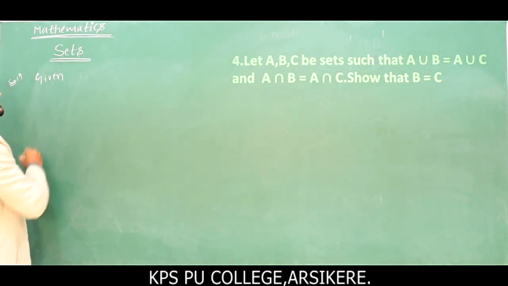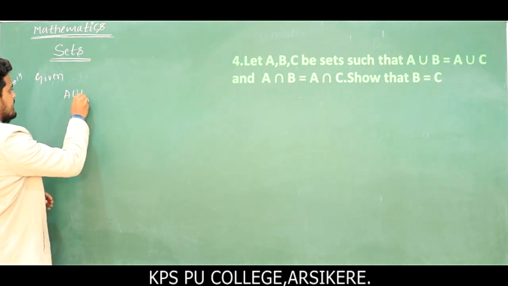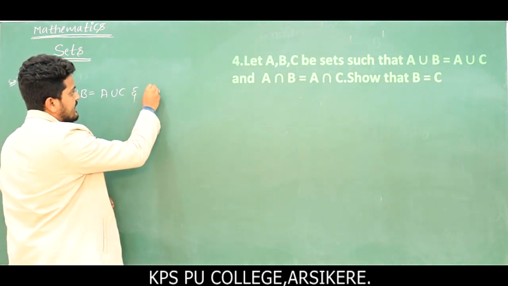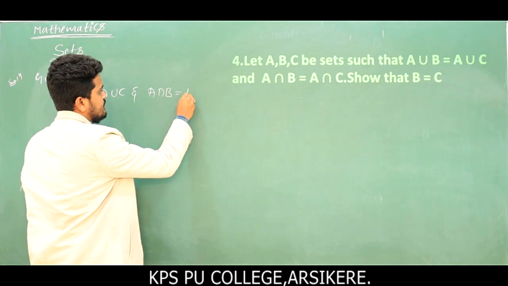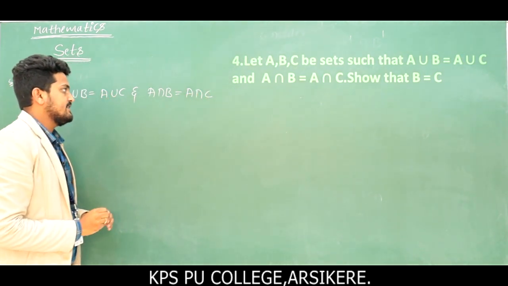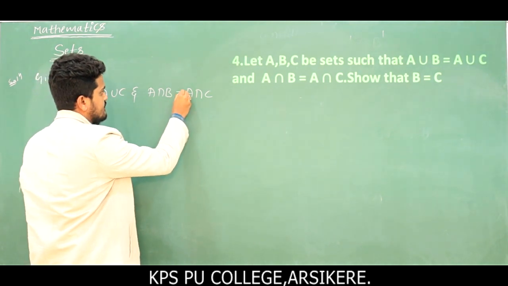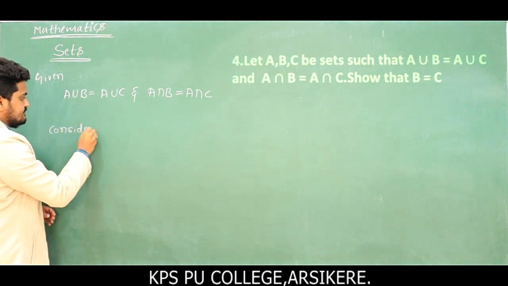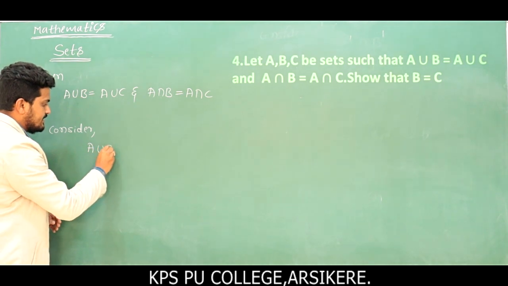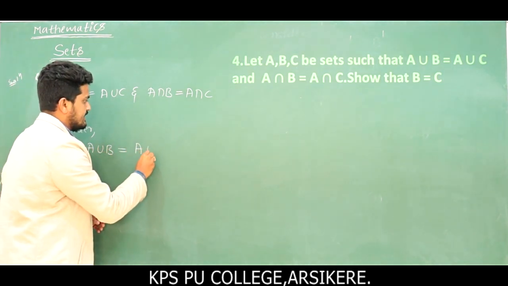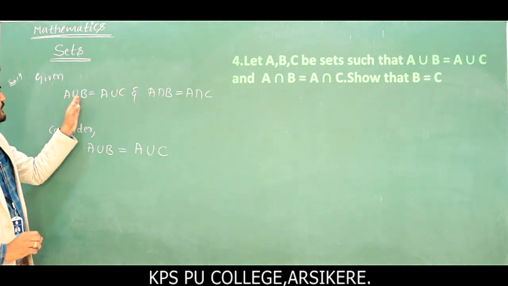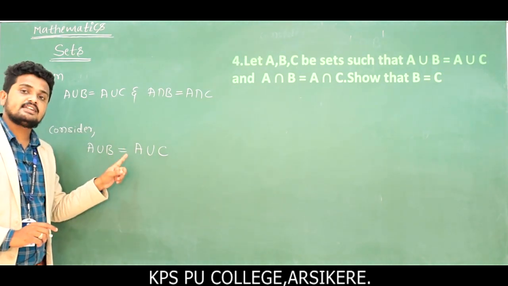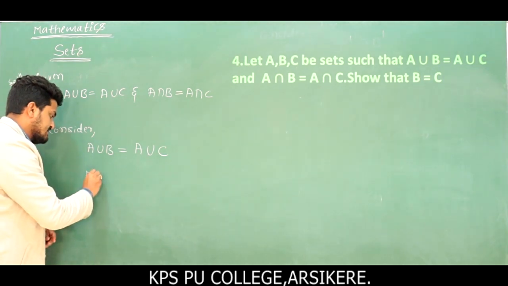Given: they already gave A union B is equal to A union C and A intersection B is equal to A intersection C. So by using these two conditions, we have to show that B is equal to C. Okay, so consider A union B is equal to A union C. They already gave A union B is equal to A union C. So consider A union B is equal to A union C. So intersection C on both sides.